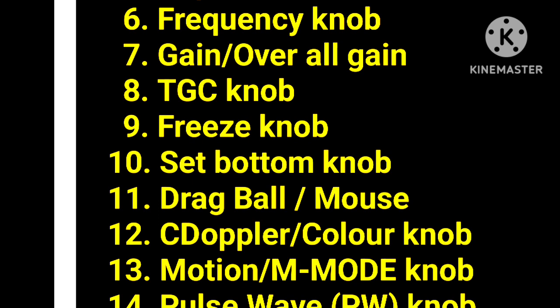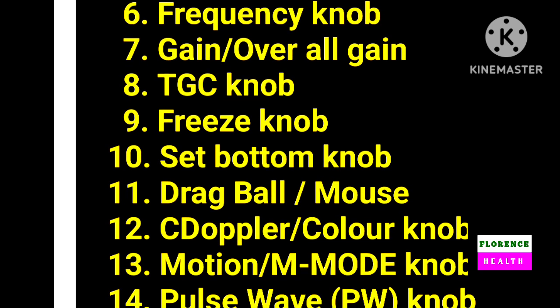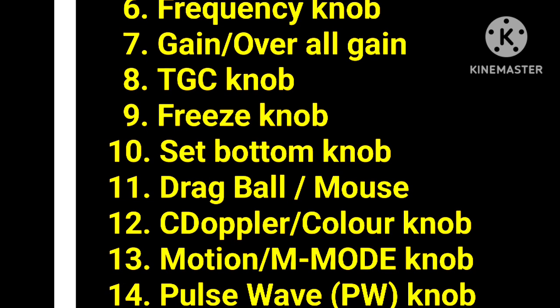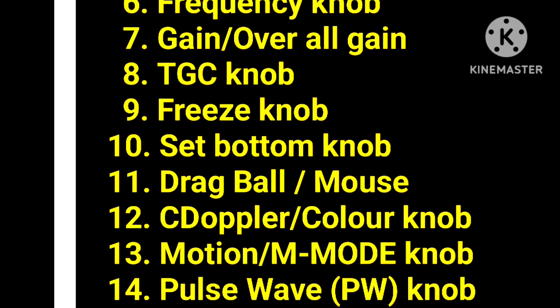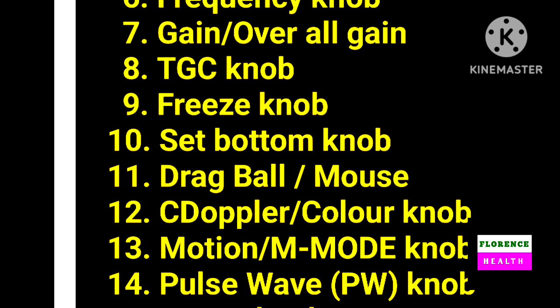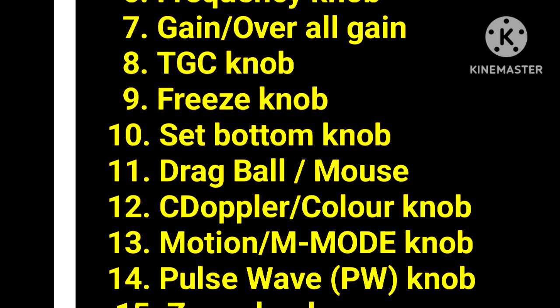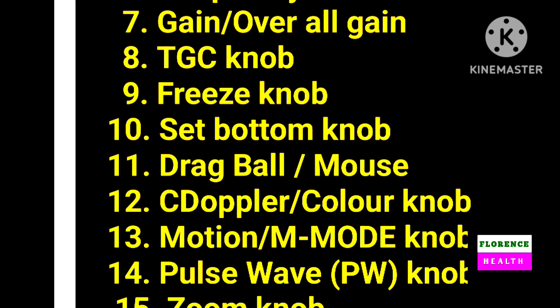Another knob is PW knob or pulse wave knob. By using this, you can take the pulse of a vessel. That means you can calculate the systolic velocity and diastolic velocity of blood flow. It is a pressing knob. By pressing the knob, a gate will appear. You should put the gate on the vessel. Then you will know the flow of a vessel or velocity of blood flow inside the vessel.